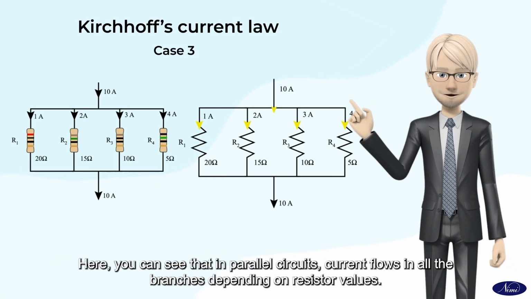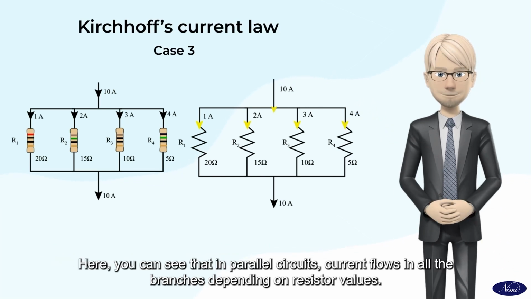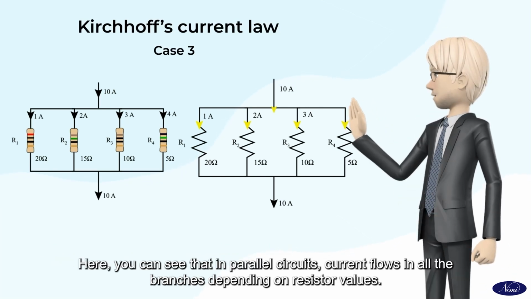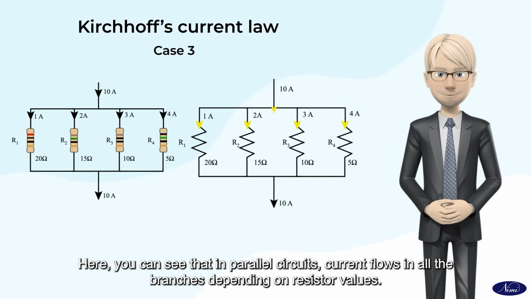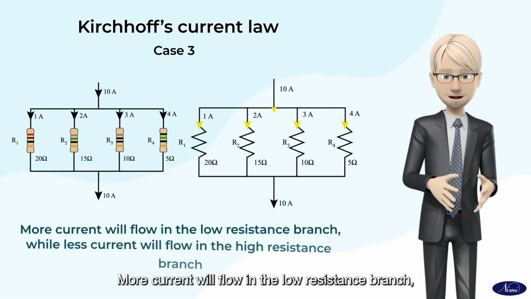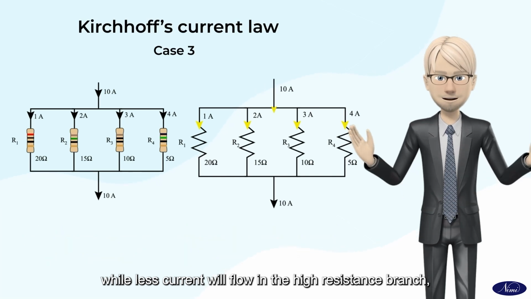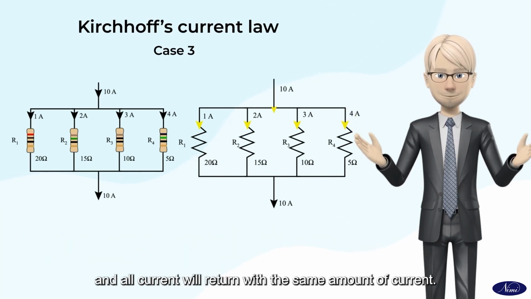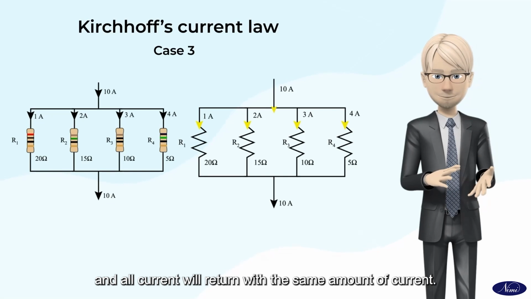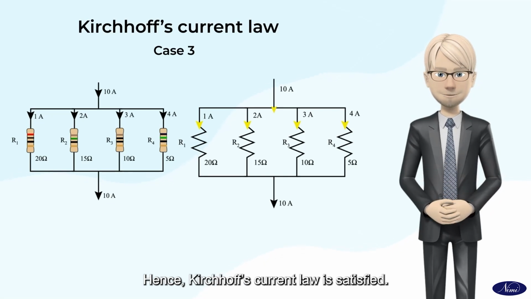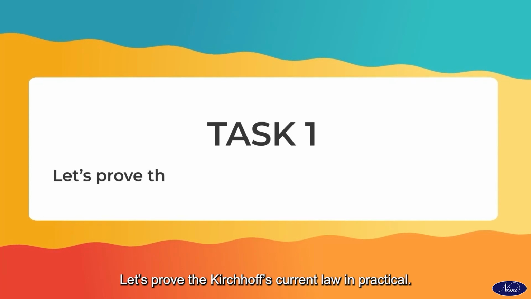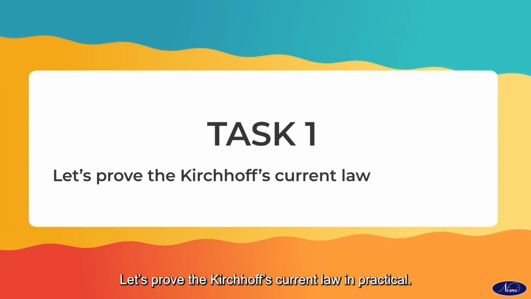Here, you can see that in parallel circuits, current flows in all the branches depending on resistor values. More current will flow in the low resistance branch, while less current will flow in the high resistance branch, and all current will return with the same amount of current. Hence, Kirchhoff's current law is satisfied. Task 1. Let's prove Kirchhoff's current law in practical.